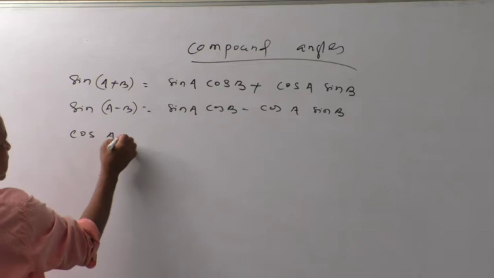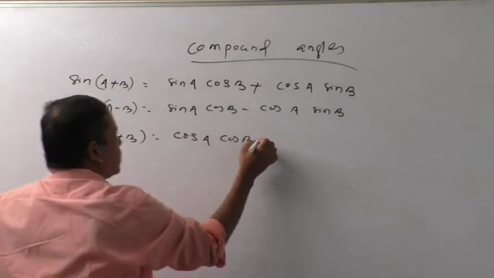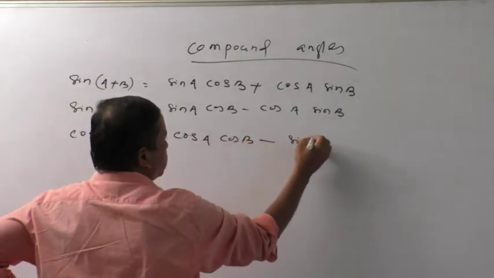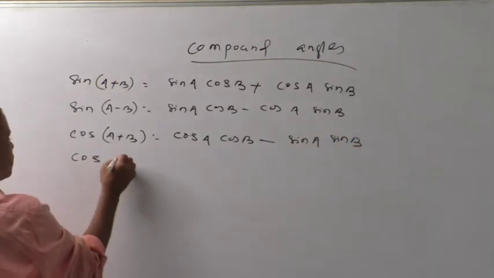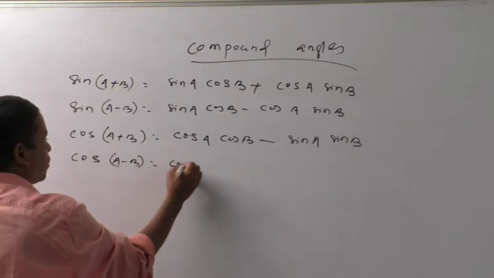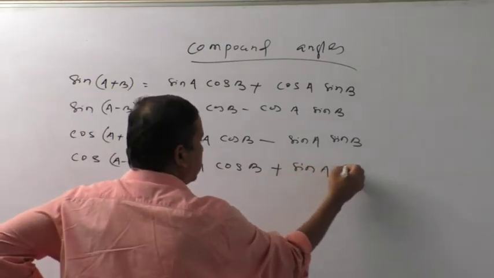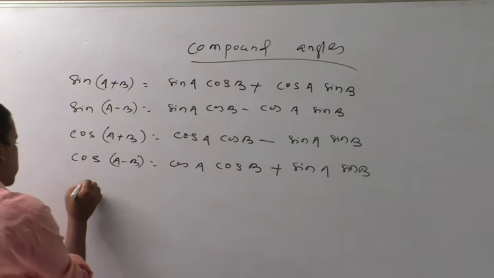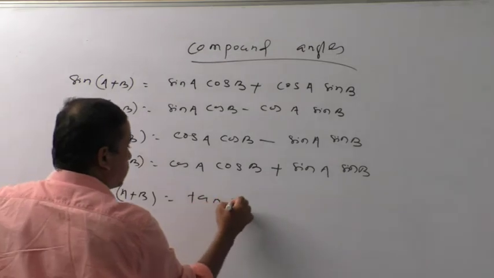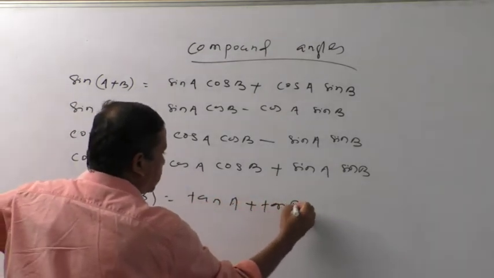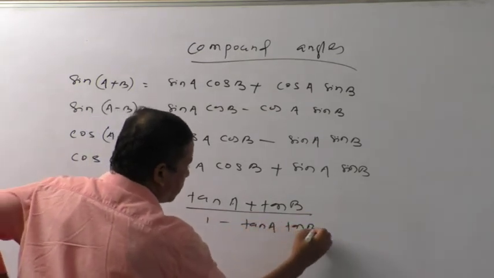Cos A plus B means cos A cos B minus sin A sin B. Cos A minus B is cos A cos B plus sin A sin B. Tan A plus B is tan A plus tan B by 1 minus tan A tan B.